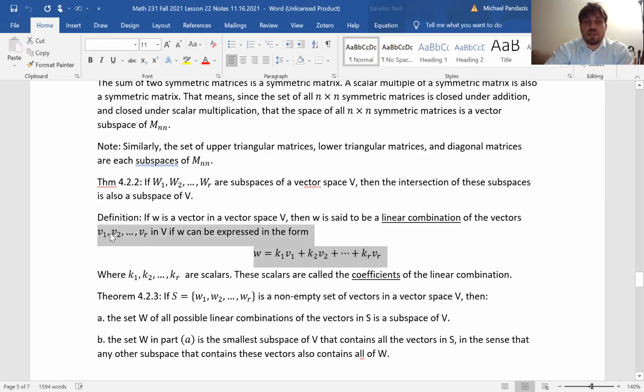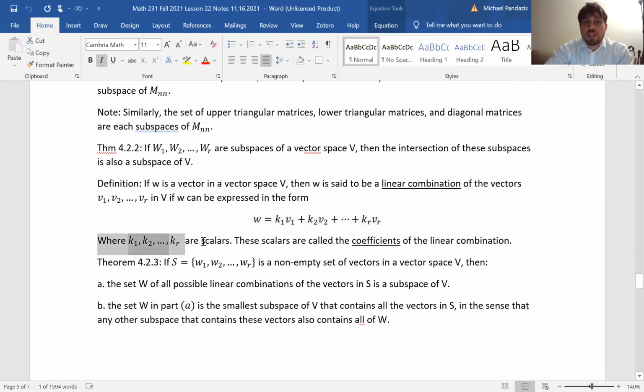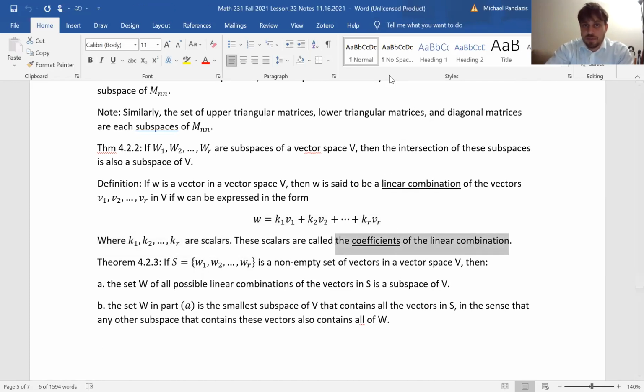Okay, this is the definition of a linear combination of vectors. And so W is a linear combination of vectors V1 to VR if W can be expressed using this equation where the K's are scalars, and the K's are called coefficients of the linear combination.